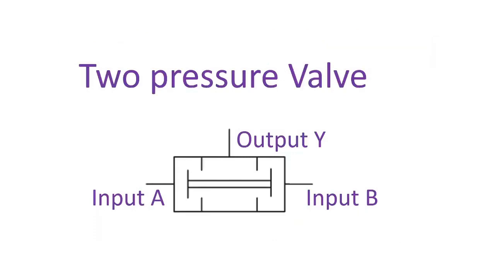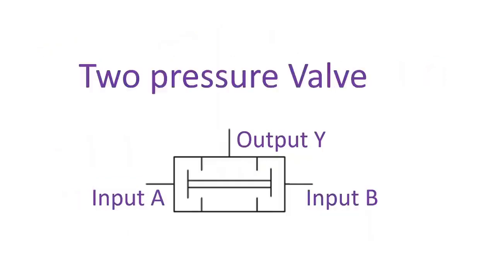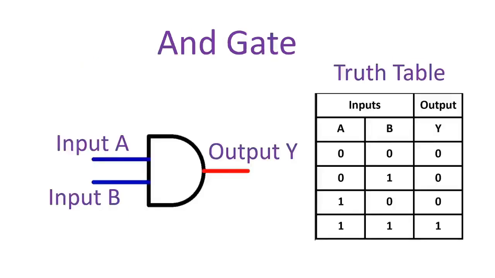The two pressure valve works on the same principle as a series circuit and an AND gate. The output of the two pressure valve is true or high if the two pressure inputs A and B are true, otherwise it's false. In the equivalent series circuit, the bulb will only glow if the two switches are on. If one of the switches is off, the light will not glow. And the AND gate behaves according to a truth table.